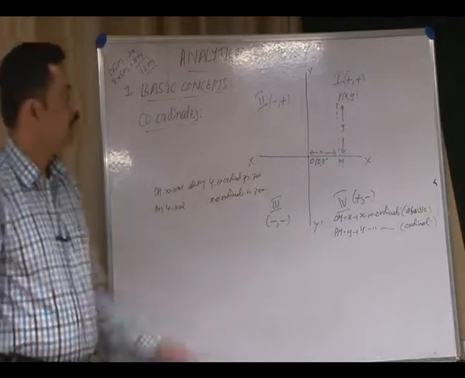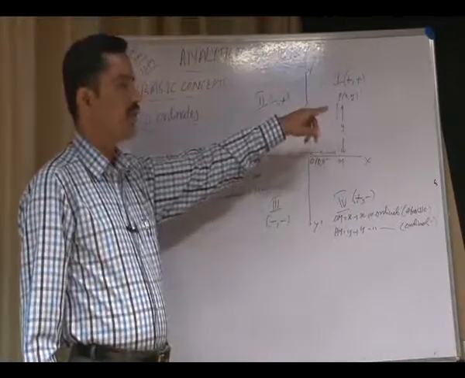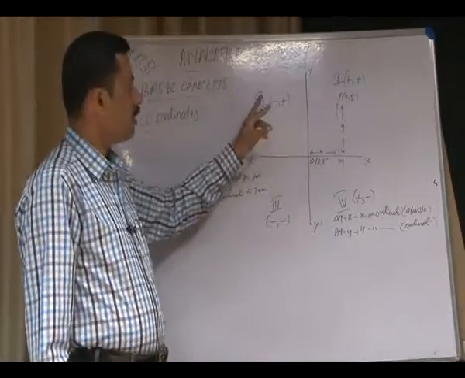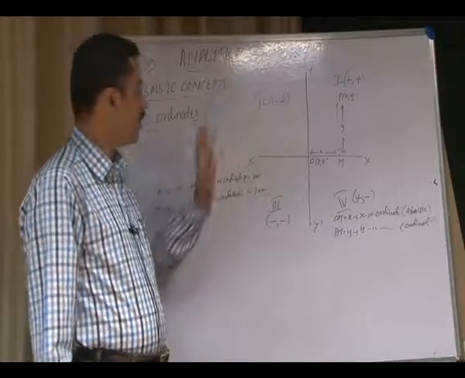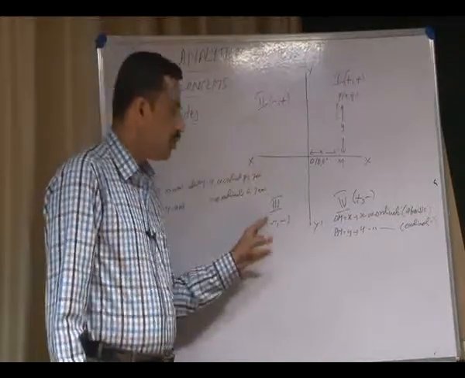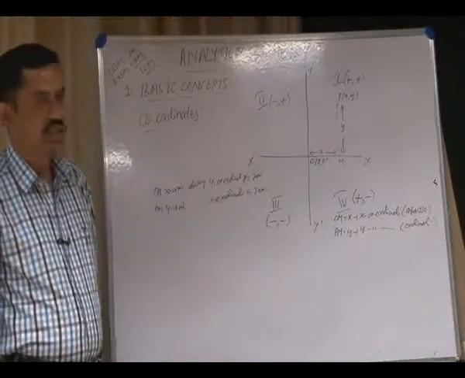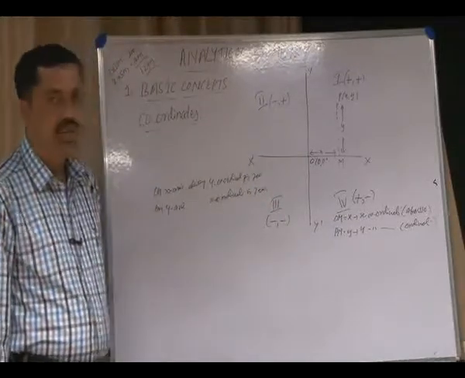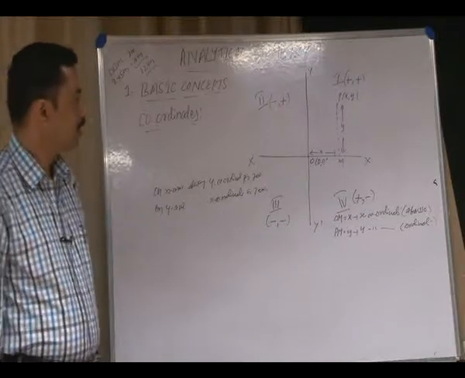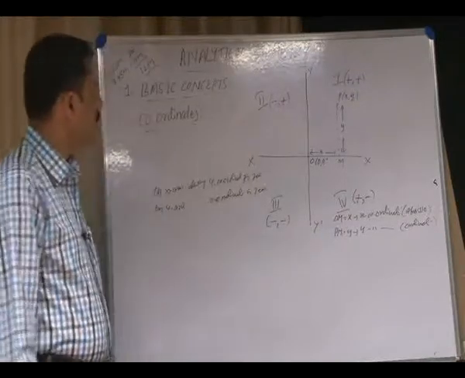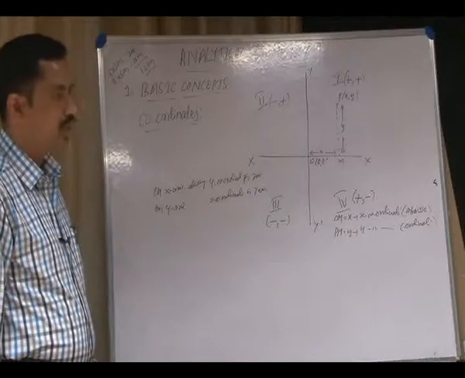That is, in the first quadrant both x and y coordinates are positive, in the second quadrant the x coordinate is negative and the y coordinate is positive, in the third quadrant both x and y coordinates are negative, and in the fourth quadrant x is positive and y is negative. So, that is about the sign convention of points in different quadrants.